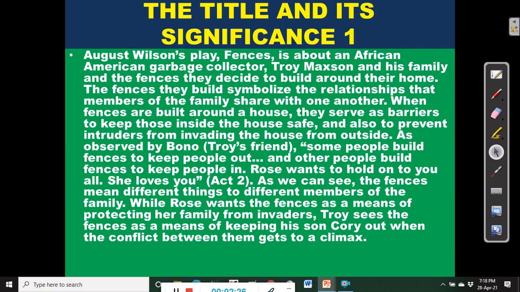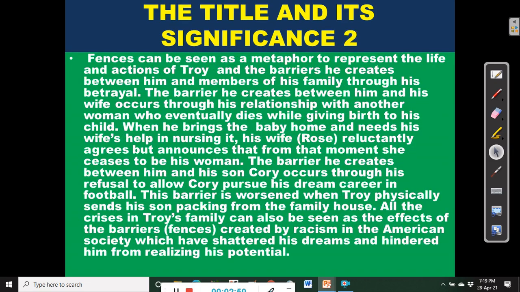As we can see, the fences mean different things to different members of the family. While Rose wants the fences as a means of protecting her family from invaders, Troy sees the fences as a means of keeping his son Corey out, especially when the conflict between them gets to a climax. Fences can be seen as a metaphor to represent the life and actions of Troy and the barriers he creates between him and other members of his family through his betrayal.